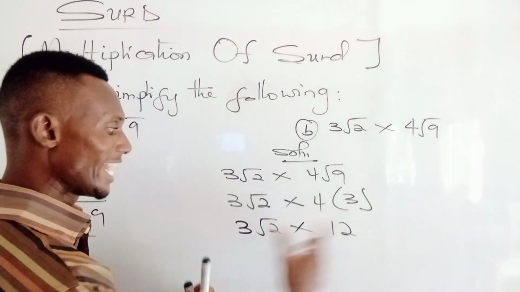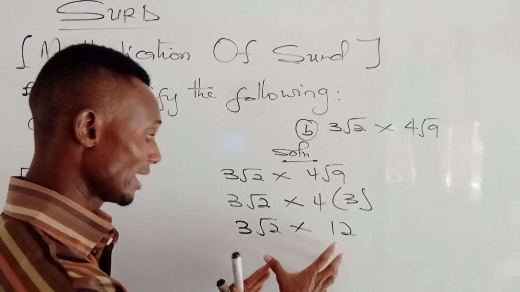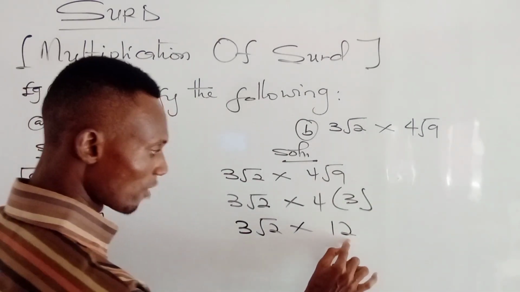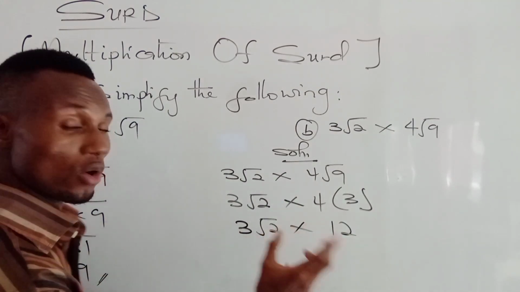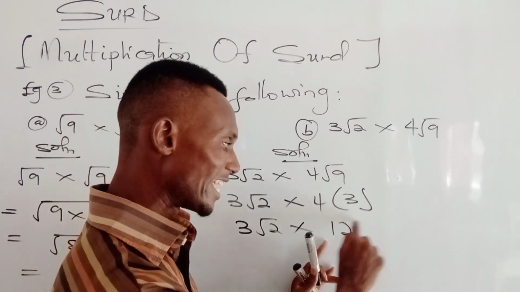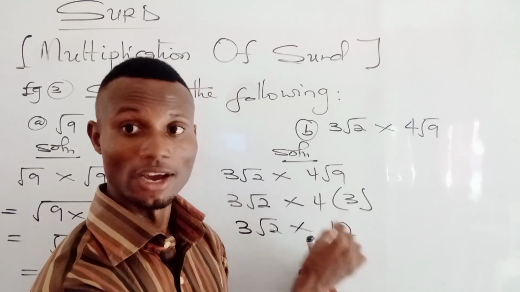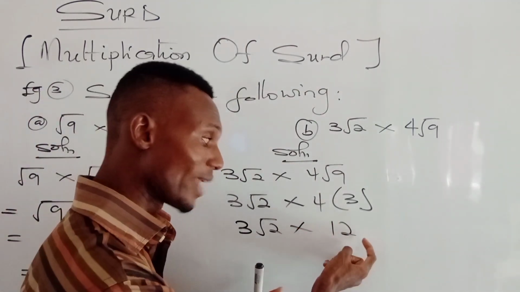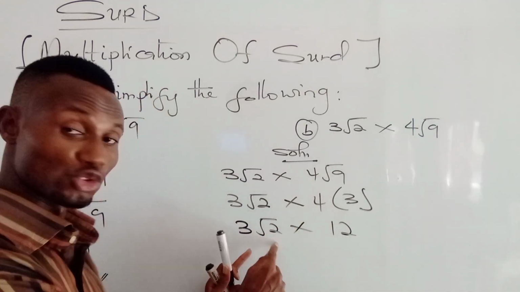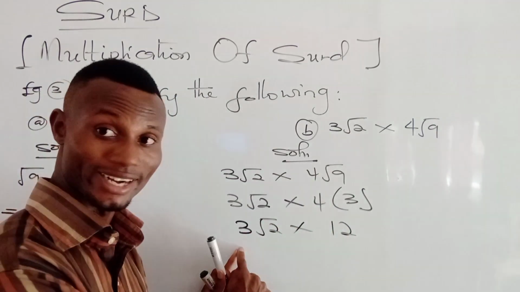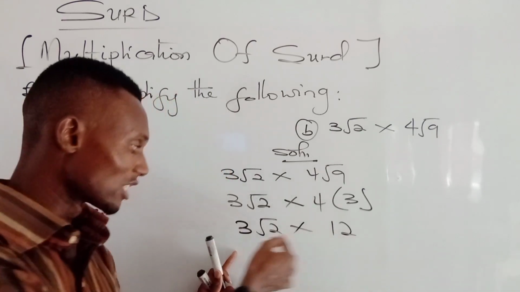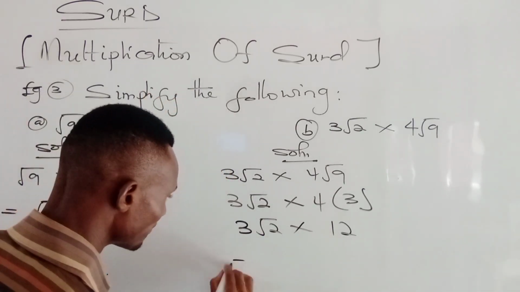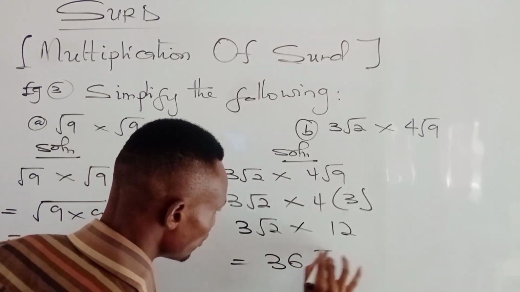Now let's do the next step. They are multiplying, so we have to multiply. This 12 is multiplying 3 root 2. Because this one does not have any square root sign attached to it, for it to multiply this one, which has a square root sign in it, it's going to multiply the coefficient of this root 2. The coefficient of this root 2 is 3. So the 12 is going to multiply the coefficient, which is the 3. So it's going to be 36 root 2.